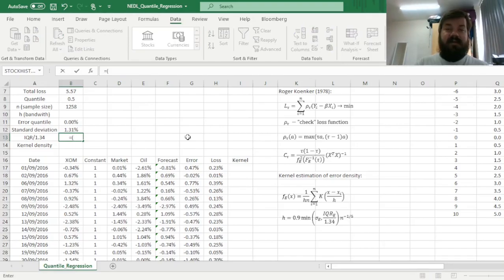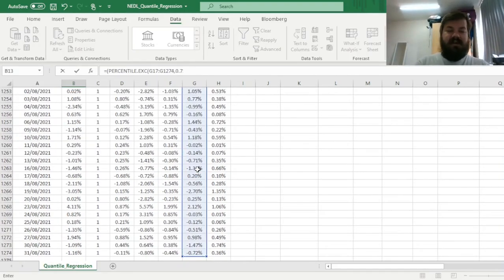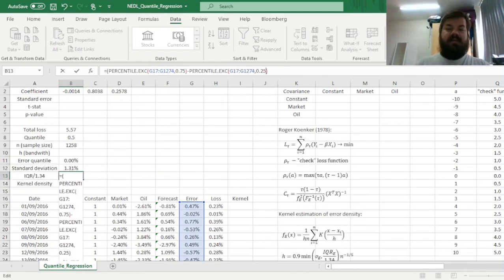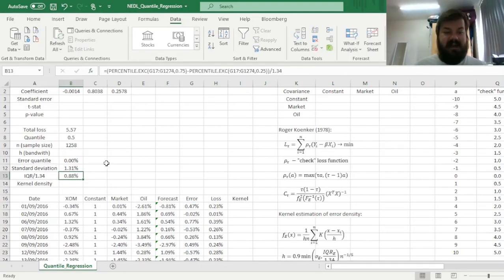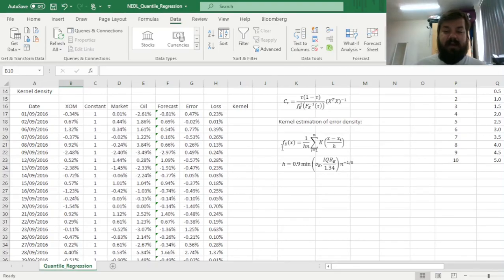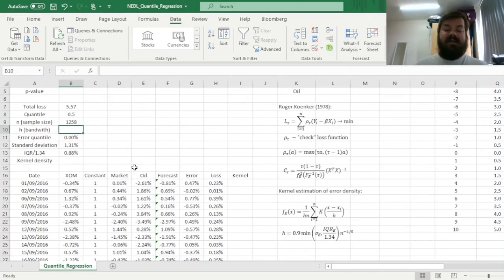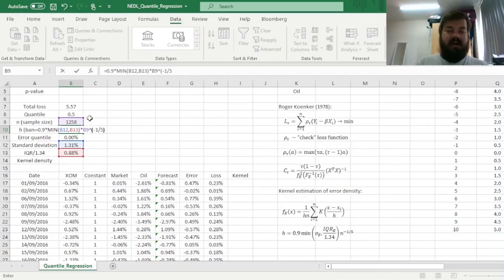So interquartile range is just the difference between the 75th and the 25th percentiles. So percentile.exe of your error distribution with 0.75 minus the same function but 0.25, so the difference between the third and the first quartile, and we divide it by 1.34, and we get 0.88%. And now we are ready to calculate the optimal bandwidth as per this formula, how smooth our kernel estimation should be. 0.9 times the minimum of the standard deviation and the interquartile range divided by 1.34, and then we multiply it by the sample size to the power of minus 1 over 5. And we see that our optimal bandwidth is 0.19%.